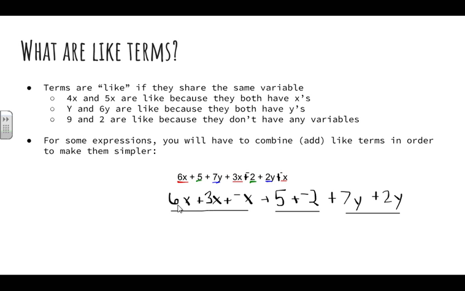6x plus 3x would be 9x. 9x plus a negative x would be 8x. All right, so those are all combined. Now I can combine my plain old numbers. 5 plus negative 2 would be 3. And now 7y plus 2y would be 9y. Okay, and there you have it. There is my simpler expression.